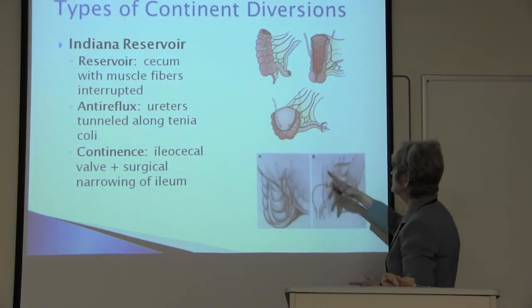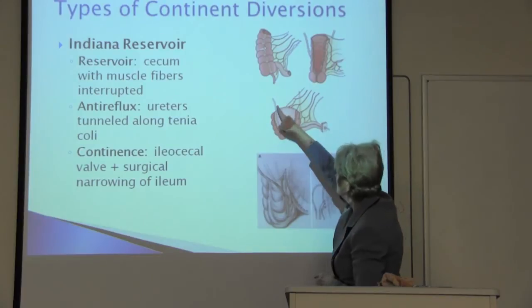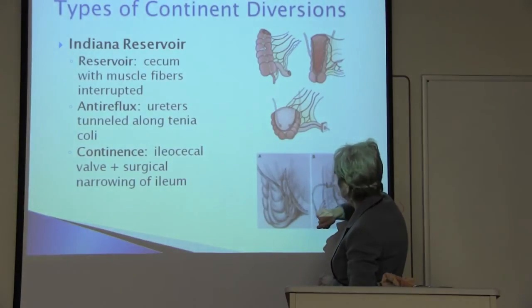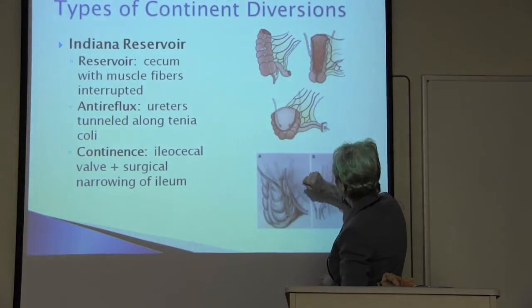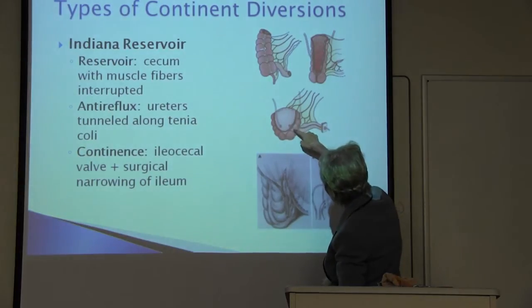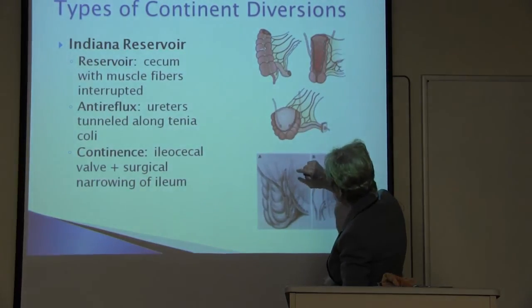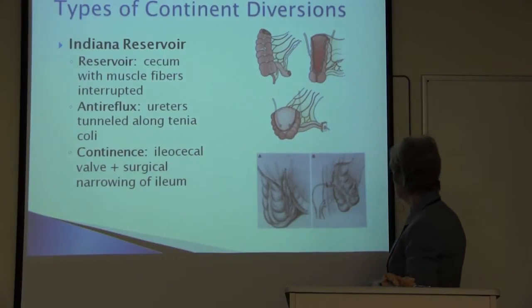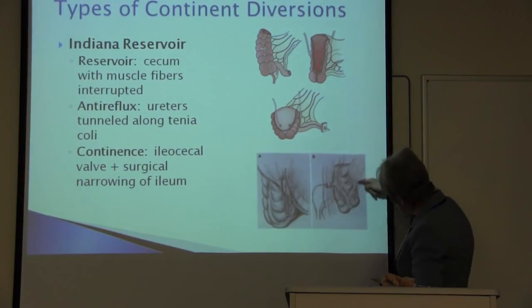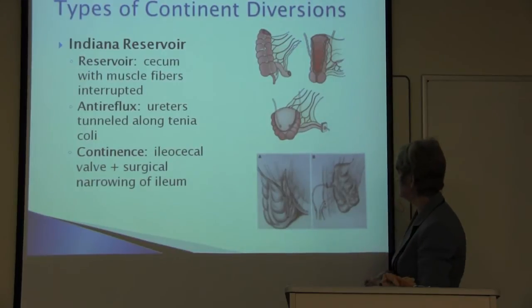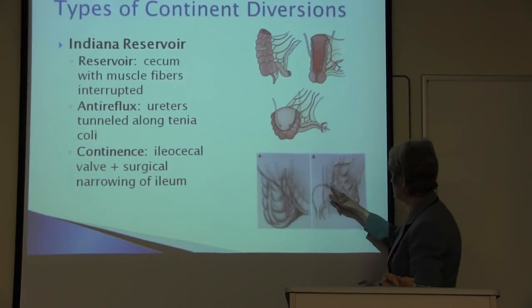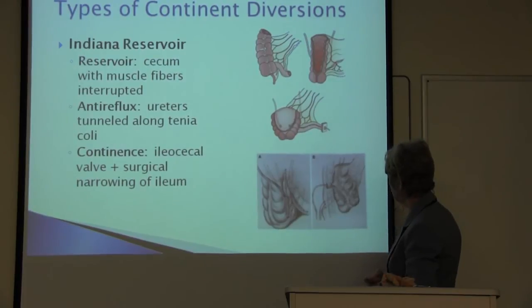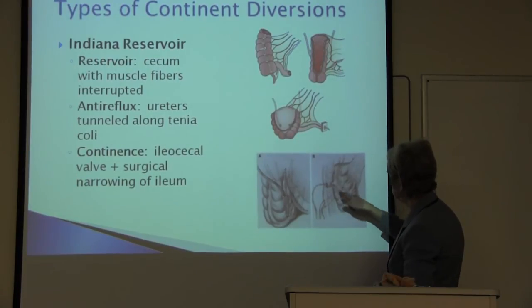So in the end, you have your reservoir, you have anti-reflux protection created by tunneling the ureters. You have continence provided by this one-way valve that you can't see, and by surgical tapering of the ileum. So here it is actually in place. Here's your stoma. Your one-way valve is right in here. You've tapered the ileum down. The ureters have been tunneled into the reservoir.